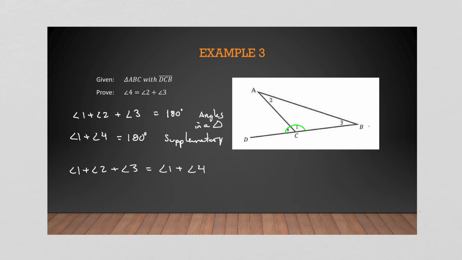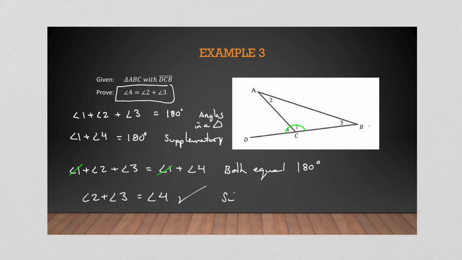Now from there, we have an angle 1 on both sides, so we can subtract it from both sides. And we're left with angle 2 plus angle 3 is equal to angle 4. And that is what we wanted to prove. So we are done. And you want to add in here, like, both equal to 180, and then substitution. You want to put your reasoning. You can't just do things without putting your reasoning. The reasoning is very, very important.